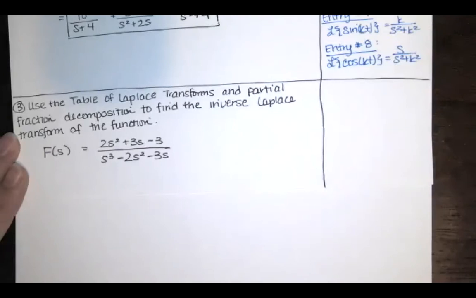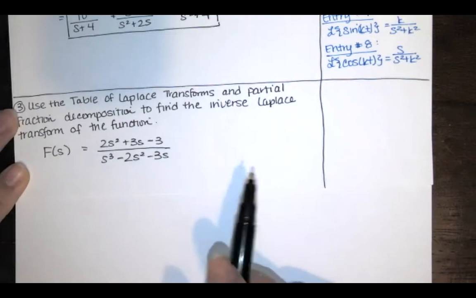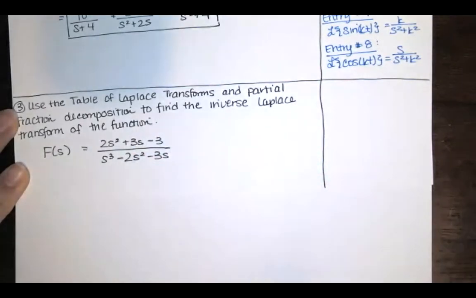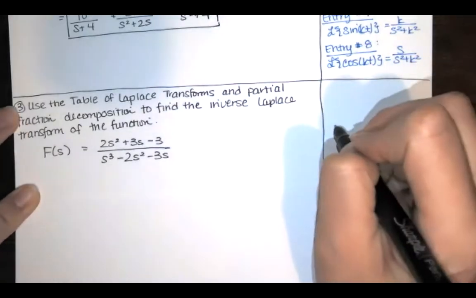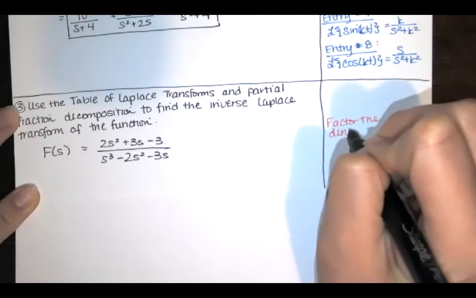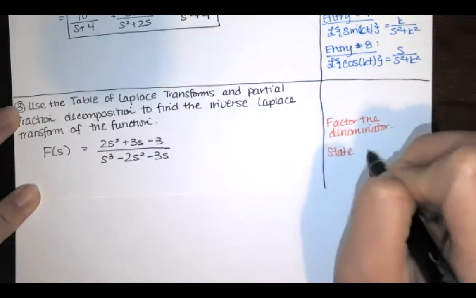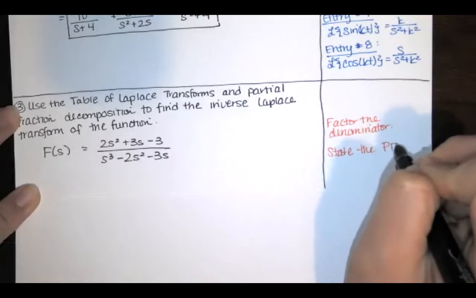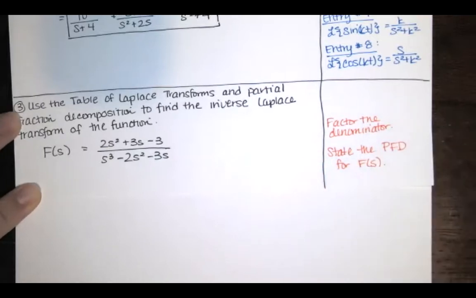But if I use partial fraction decomposition to rewrite this, I will be able to take the inverse transform of each term. So the key is to write this as the appropriate partial fraction decomposition of this expression, and then just take the inverse transform piece by piece. So first we'll factor the denominator as much as possible. And then once we factor that denominator as much as possible, we'll state the appropriate partial fraction decomposition for the particular function that we're looking at, F of s.